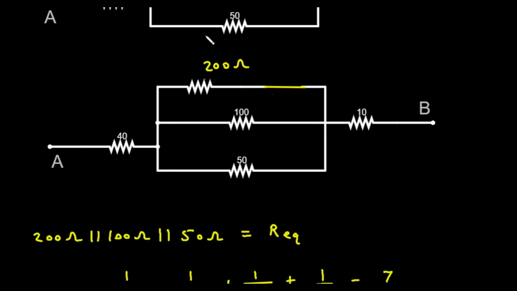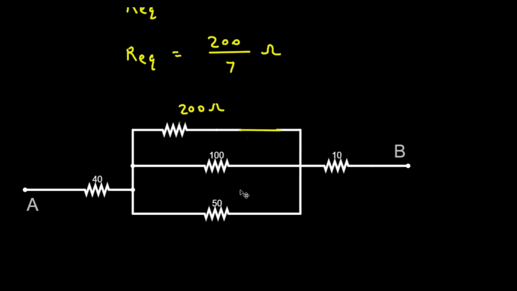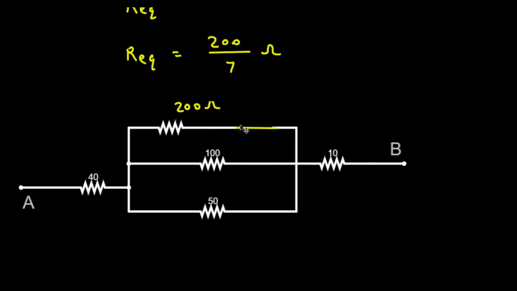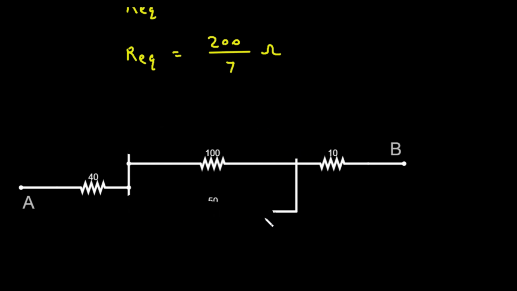So again, what we can do, we can copy this circuit from here. So let's copy it. Now we can replace these three resistances with a single resistance of 200 by 7. So it will be 200 divided by 7 ohm. Now we can see this 40 ohm, 200 by 7 ohm and this 10 ohm are connected in series.